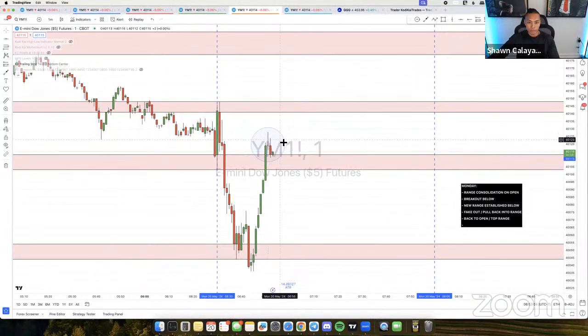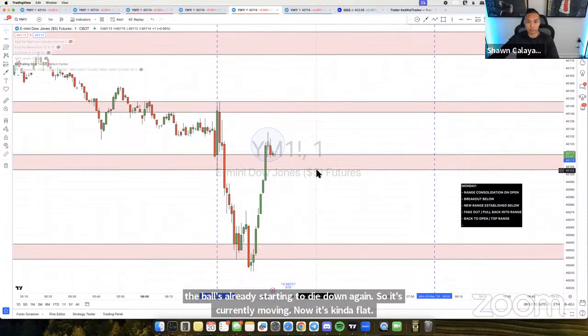All right, the volatility is starting to die down again. So it's currently moving, now it's kind of flat. We might just get consolidation over here.